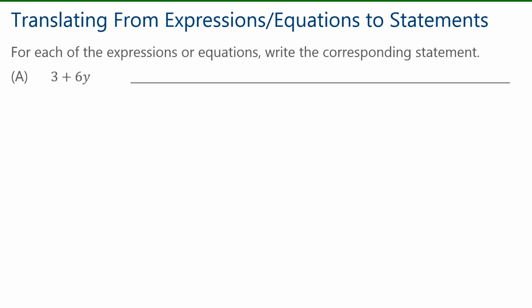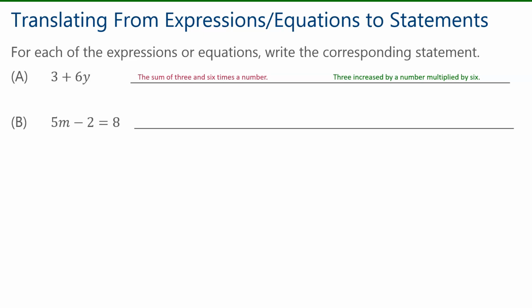So in A, we have 3 plus 6y. One way that we can write this, the sum of 3 and 6 times a number. We could write 3 increased by a number multiplied by 6. B, we have 5m subtract 2 equals 8. To put that in words, I could say 5 times a number decreased by 2 is 8. I could also say 2 less than 5 multiplied by a number is 8.